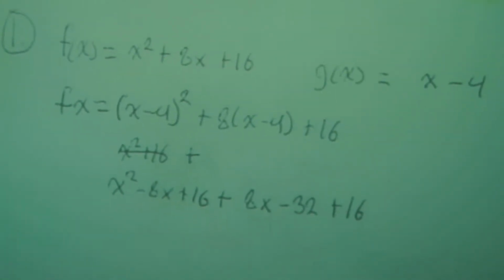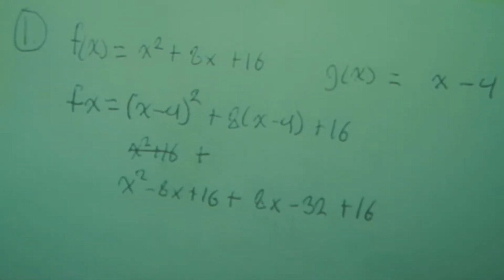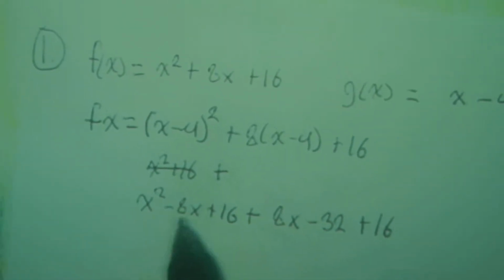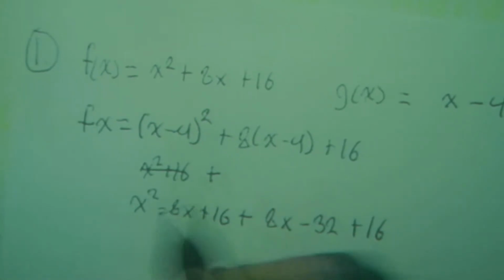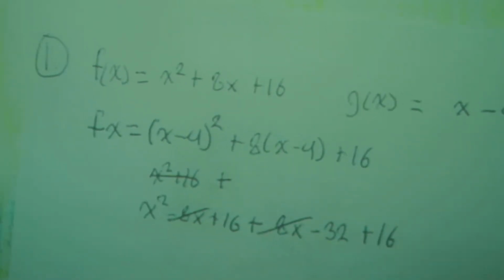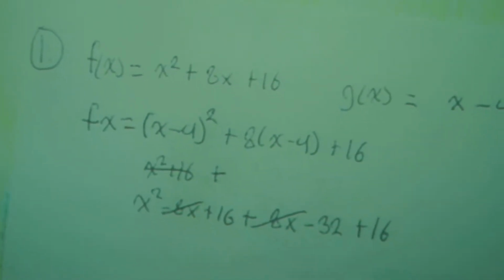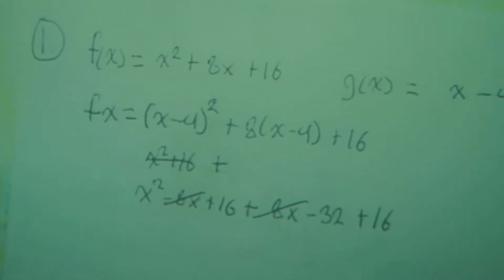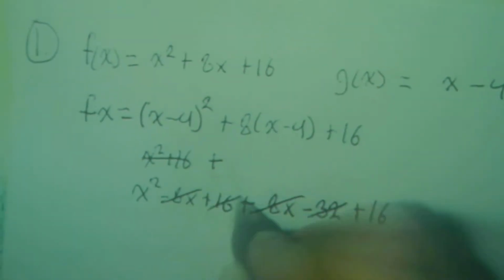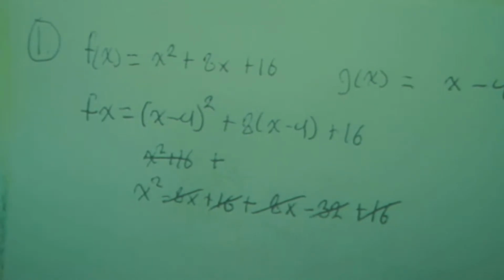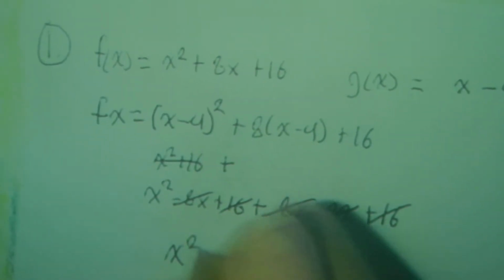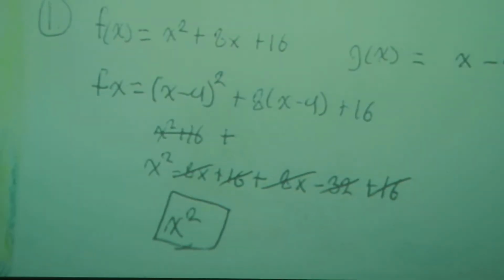All right. So from here, basically, we want to add like terms and see if anything cancels out, which the negative 8x and the positive 8x are going to cancel out. And then 16 and 16, what does that make? Can anybody do that for me? 32, very good. So we have negative 32 here. Those are going to cancel out. So we are left with x squared.